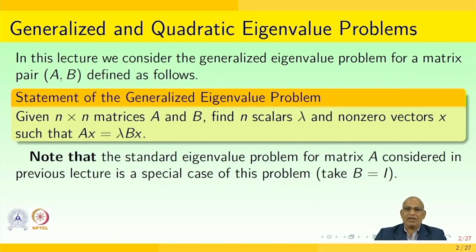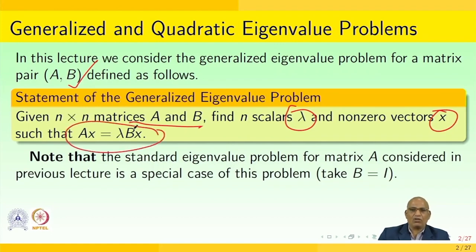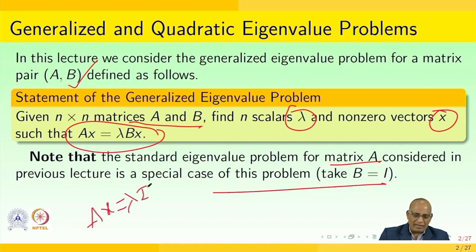In this lecture, we consider the generalized eigenvalue problem for a matrix pair A, B defined as follows. Given n by n matrices A and B, find n scalars lambda and a non-zero vector x such that Ax is equal to lambda times Bx. Note that the standard eigenvalue problem for matrix A considered in the previous lecture is a special case of this problem when you take B is equal to I. That means Ax is equal to lambda I times x, which is nothing but Ax is equal to lambda x.